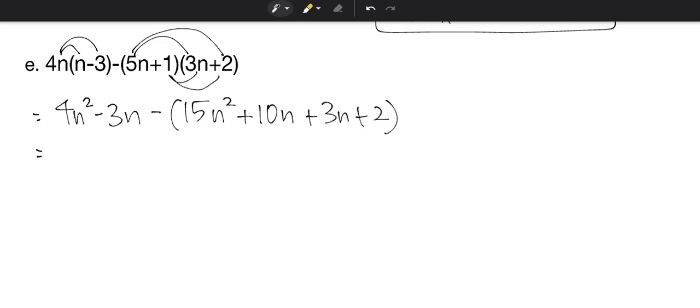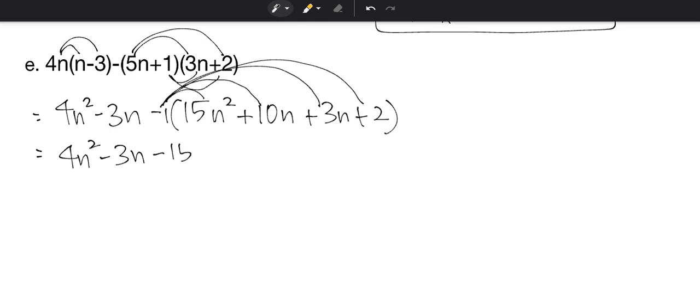Okay? Collect like terms here if you want, or you can just distribute that negative. It's like having a negative 1. Secretly a negative 1 here. So I'm going to multiply everything by negative 1 by just changing the sign. So negative 1 times 15n squared, negative 1 times 10n, negative 1 times 3n, and negative 1 times 2. Now I can collect like terms.